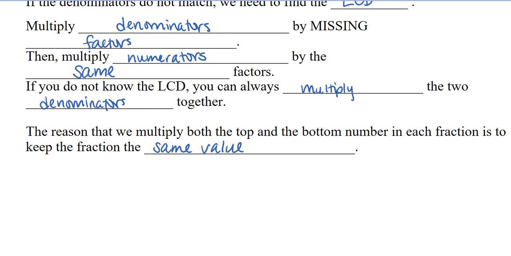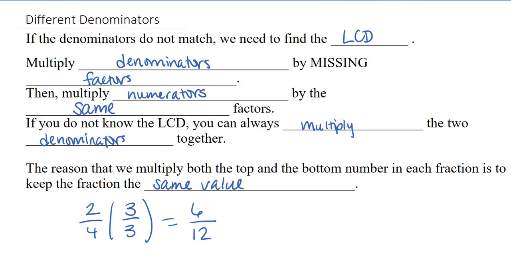So let's go over this. What does that really mean, right? If you have, say, 2 over 4 and you want to multiply it by 3 over 3, we're multiplying the top and the bottom by the same number. So we got 2 times 3, so that's 6. 4 times 3, and that's 12. So 6 over 12 is also 1/2. So it does not change the value because we just multiplied it by 1, essentially, because 3 over 3 is 1. So let's look at some examples.